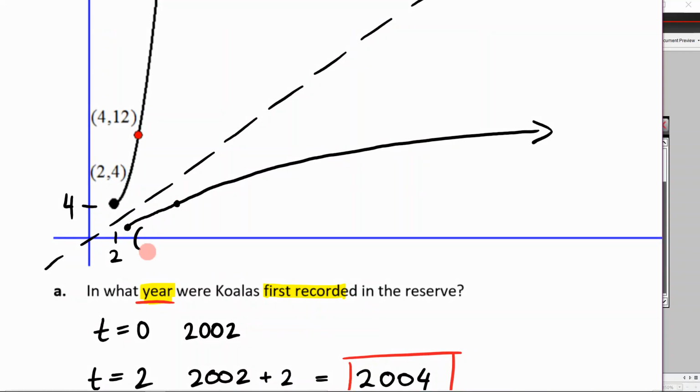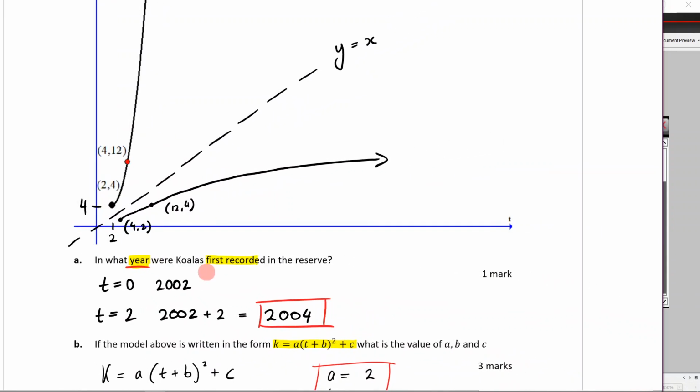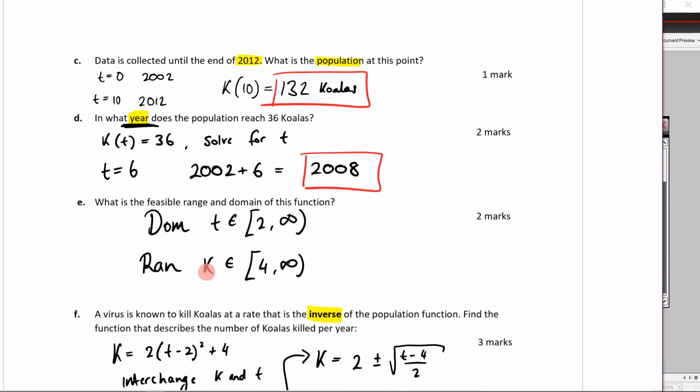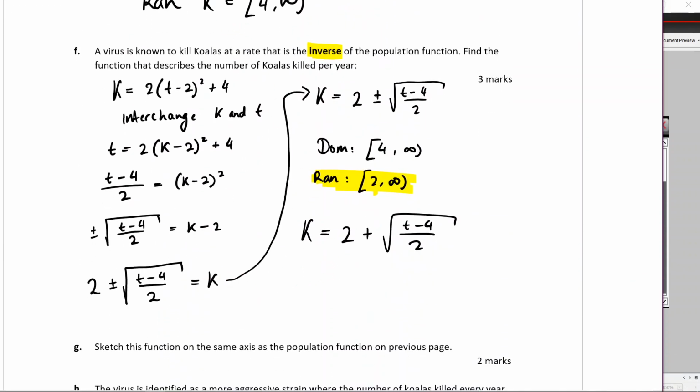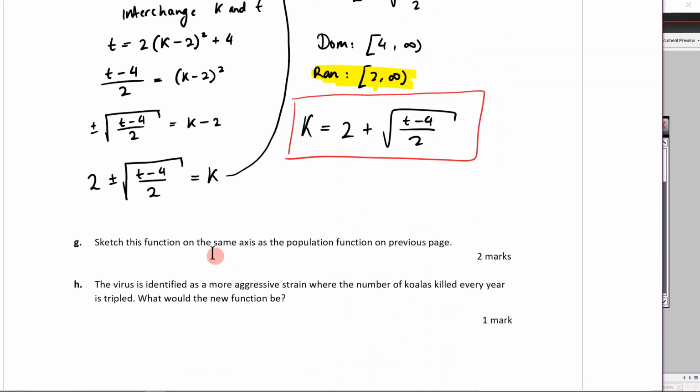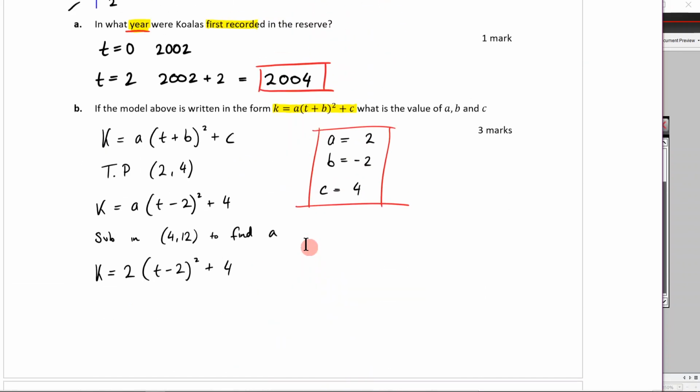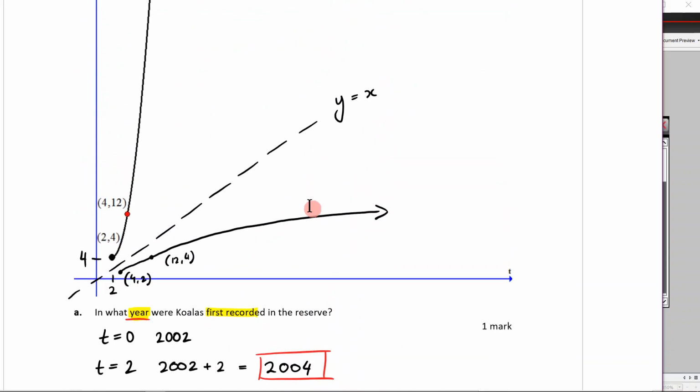So that's why we took the positive of it. Remember your x and y swap. So this is going to become 4, 2. And this is going to become 12, 4. So we just swap those around. Perfect. So that's our answer there. Let's just circle it or put a box around it. It says sketch this function on the same axis as the population on the previous page. We've done that, right there, just then.